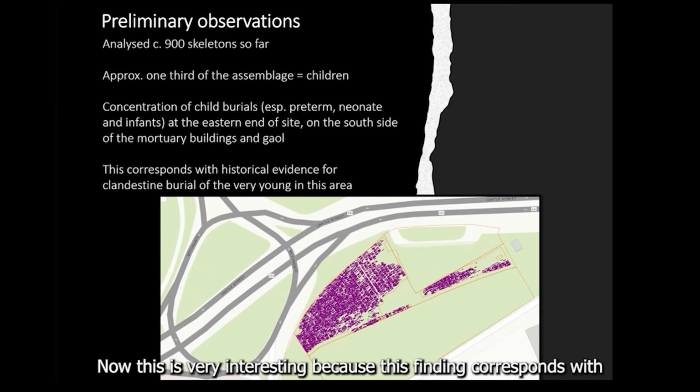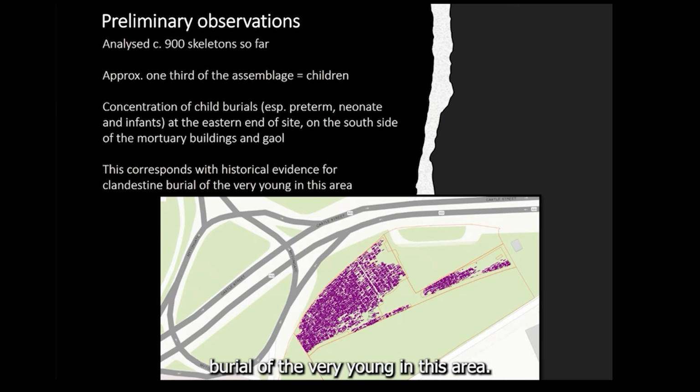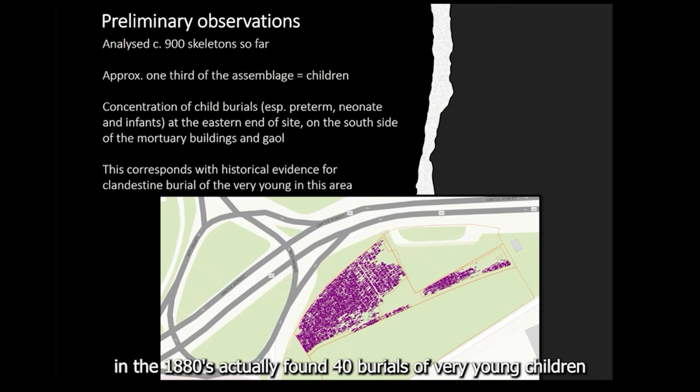They're buried in quite close proximity to that mortuary building that Steve mentioned, and also on the south side of the jail. Now this is very interesting because this finding corresponds with some historical evidence that we have for there being secretive burial of the very young in this area. There is actually historical evidence that people were burying small children in this area after the burial ground had gone out of use. Some council workers who were planting trees in the cemetery in the 1880s actually found 40 burials of very young children while they were doing these groundworks, and they were exhumed, and they were never identified, but they were buried somewhere else.